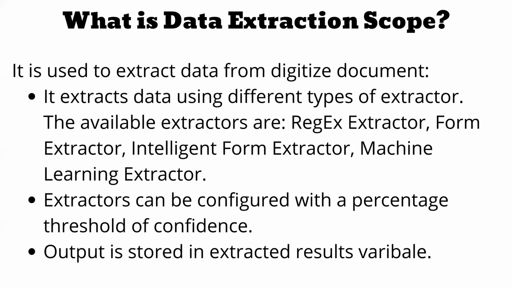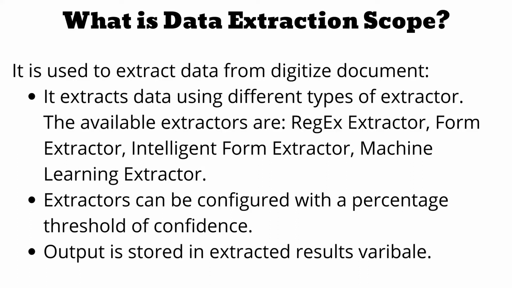Now, we can achieve this by using different types of available extractors in document understanding. The different types of available extractors are regex extractor, form extractor, intelligent form extractor, and machine learning extractor. So these are different types of extractors you can use depending upon the application or the document you are trying to process. Now, extraction needs some type of precision or perfection, you can say, or accuracy.